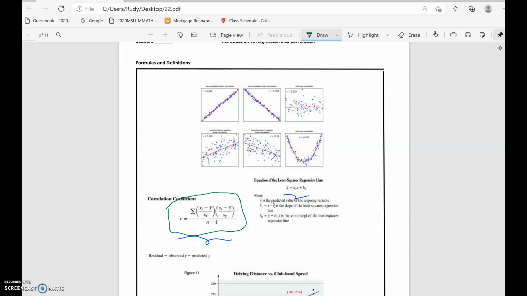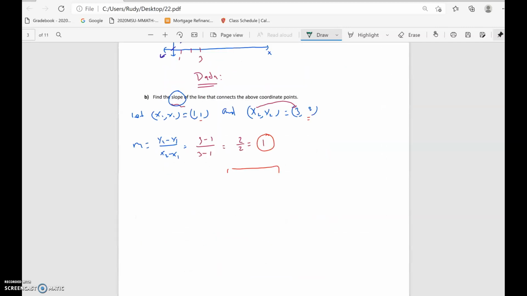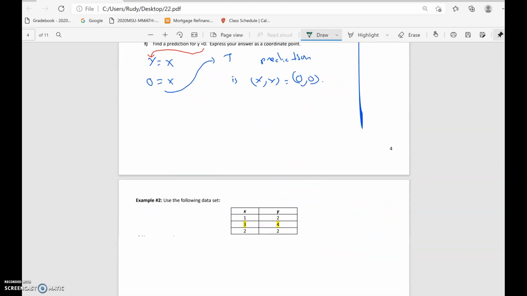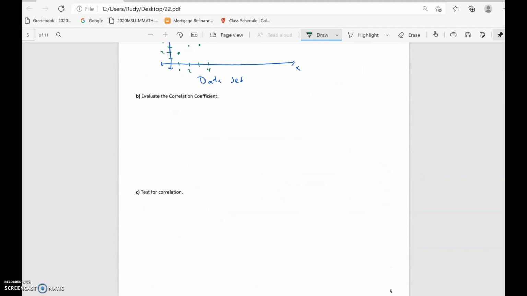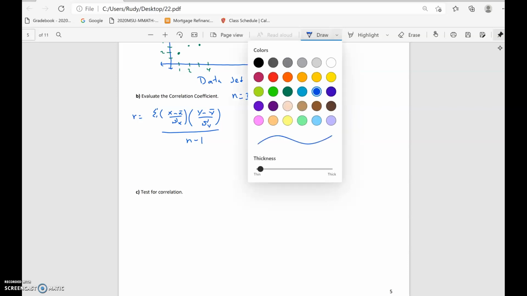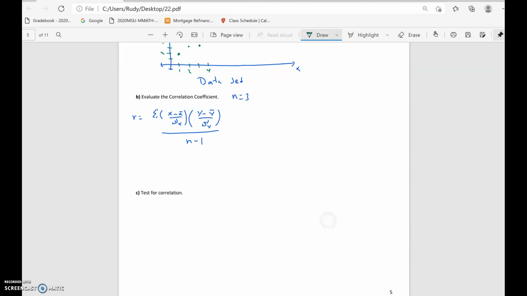Now, we're using technology, so all you have to do is rewrite the formula. Let me just rewrite it. So our value of r is going to be the sum of x minus x bar over sx times y minus y bar over sy, divided by n minus 1, and n is equal to 3, since we're looking at 3 coordinate points.